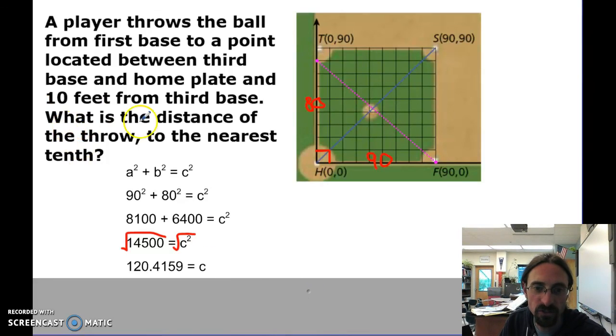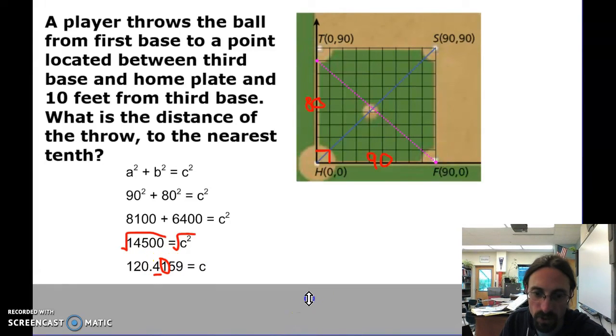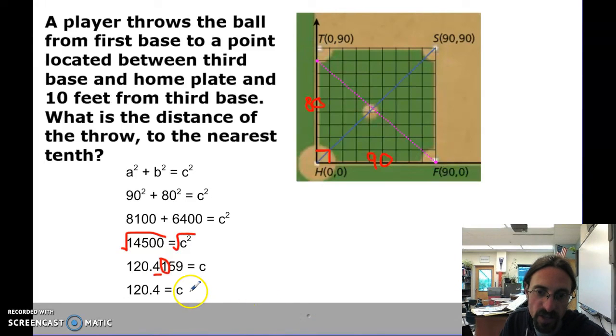But the question says, what is the distance of the throw to the nearest tenth of a foot? So really, we're going to cut off the problem here, but we need to look at this digit, the hundredths place, to see if we're going to round up or leave it the way it is. Since it's a 1, we're just going to keep it the same. So the distance to the nearest tenth is 120.4 feet.